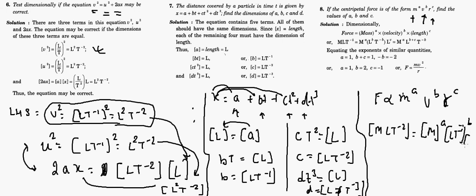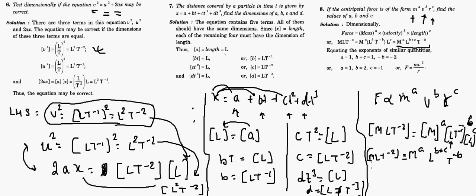For m, mass will have a, velocity will have L t inverse raised to b, and L will have c. Now equate. On LHS we have m l t raised to power minus 2. On RHS we have the single term of m, so m raised to power a. If we're talking about L, we have two terms, L raised to power b and L raised to power c, so just add b plus c. For t, we have t raised to power minus 1 into b, minus b, and we don't have any other term to equate. So finally we'll get this part. You got it?